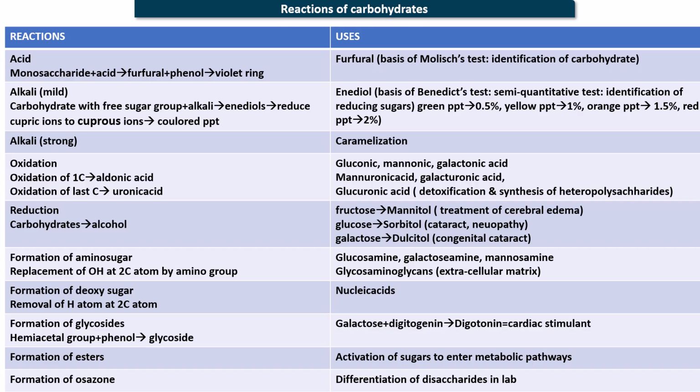Next is oxidation. Oxidation of the first carbon atom of a carbohydrate results in formation of aldonic acid. So glucose forms gluconic acid, mannose forms mannonic acid, galactose forms galactonic acid. Oxidation of the last carbon atom of carbohydrates forms uronic acid. For example, mannose forms mannuronic acid, galactose forms galacturonic acid, and glucose forms glucuronic acid.